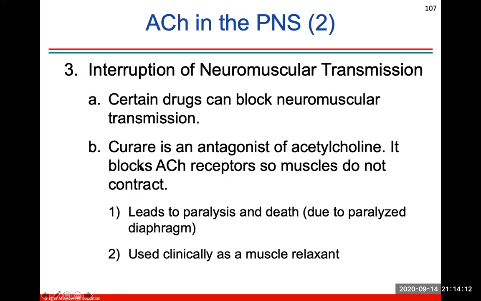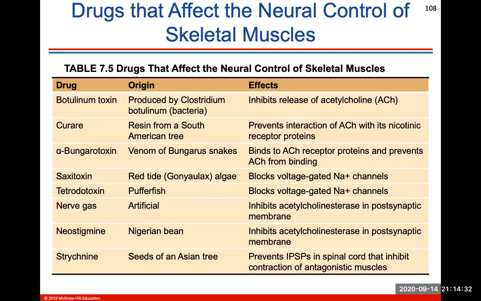Curare, and there are a couple of ways to pronounce that, can lead to paralysis and death, due to paralyzing your diaphragm. If your diaphragm gets paralyzed, you'll be unable to breathe. So this is a major muscle that it will affect. It is used clinically to relax muscles, but too much could lead to paralysis and death.